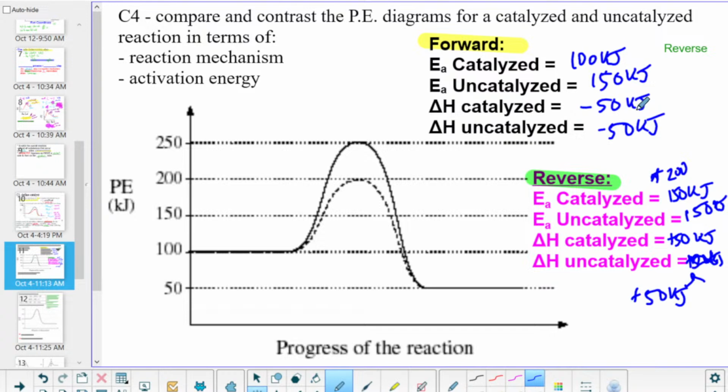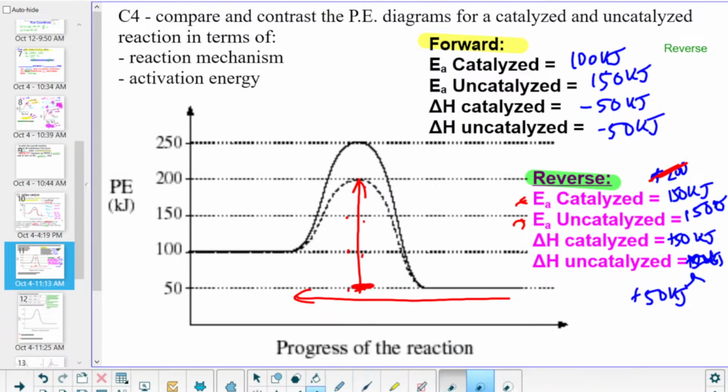So, any other disagreements about any of the other numbers? The reverse uncatalyzed is 200. So let's take a look. Energy of activation, we're going this way for the reverse. The energy of activation catalyzed should be this. So that would be 50, 100, 150. So I think it is 150. I just swapped them up. And then this one, 200. 2, 3, 4, yeah, you just swapped them.